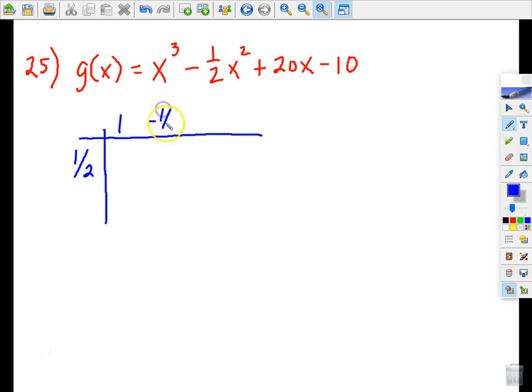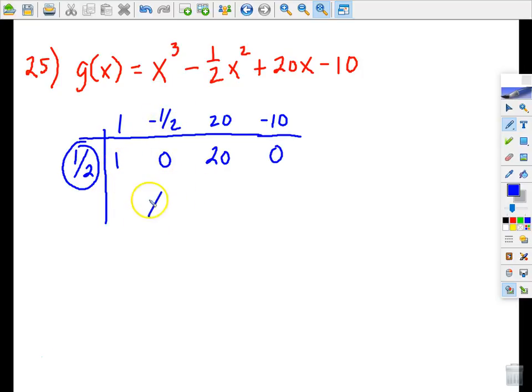Okay, so let's list the coefficients and the constant across the top. Bring down the first number. Multiply, that's 1/2. Add, 1/2 plus negative 1/2 is 0. Multiply, that's 0 plus 20 is 20. Multiply, 20 times 1/2 is 10. 10 plus negative 10 is 0. So we know 1/2 is one of our zeros. Let's find the other 2.